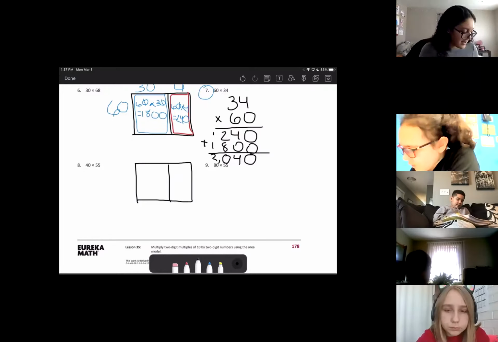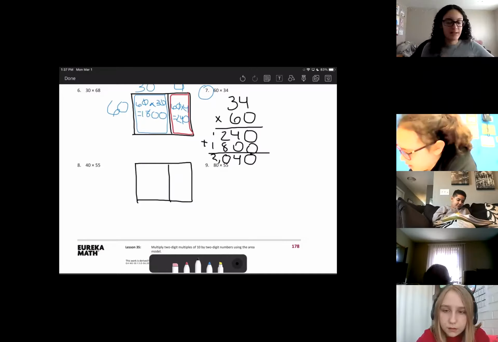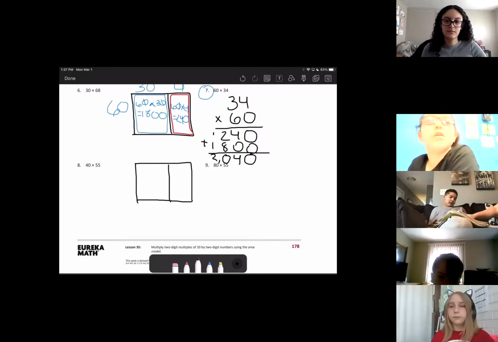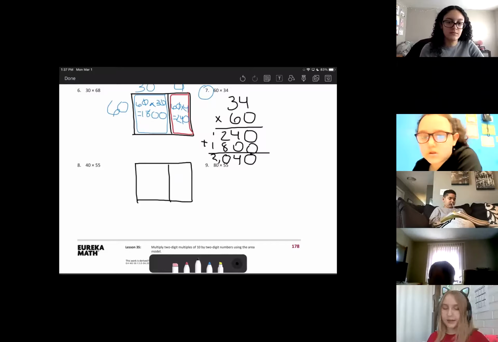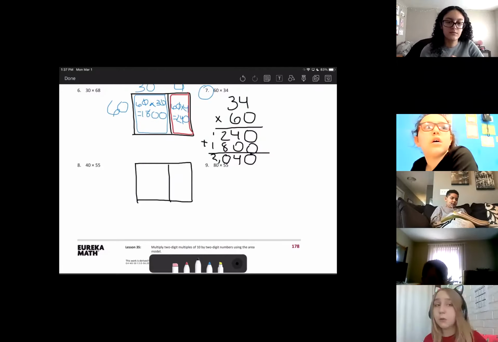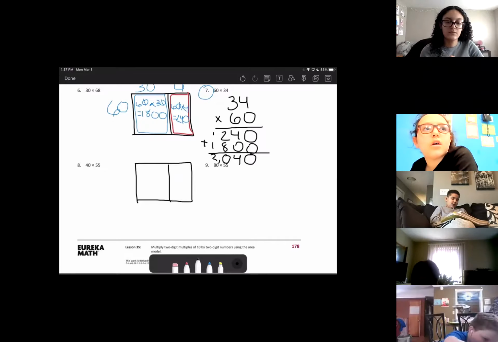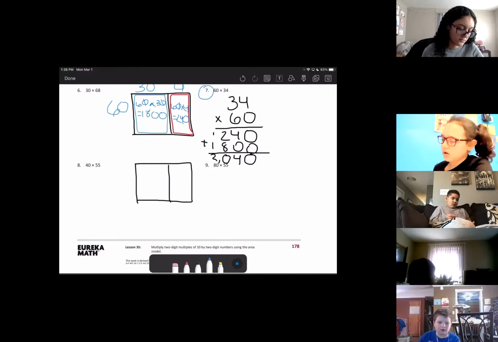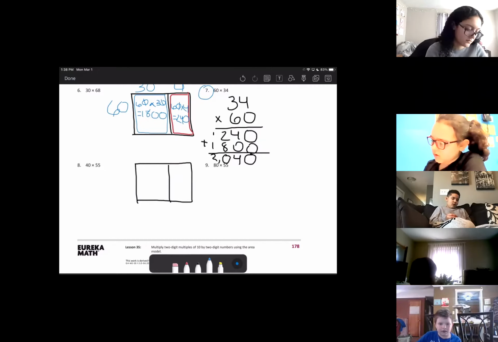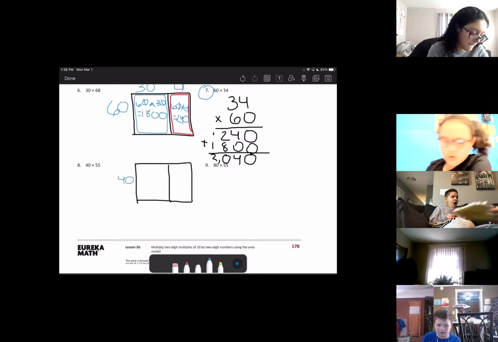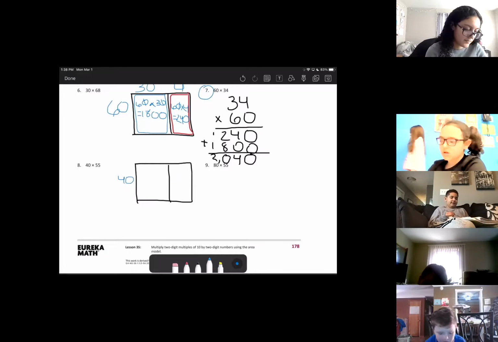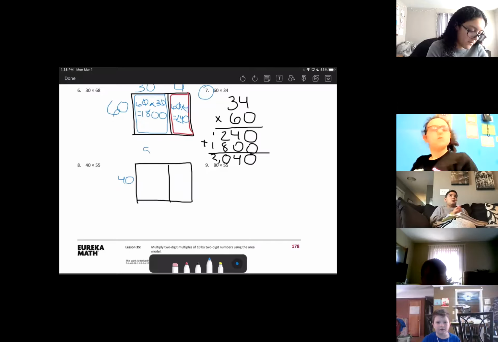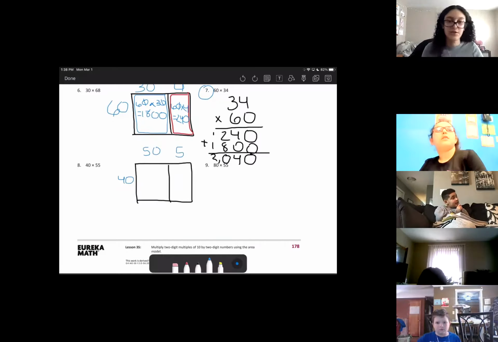All right, so Peyton, how am I gonna label the sides of my rectangle if I have 40 times 55? Okay. So you're gonna put 40 on the left, and then above the top left, you're gonna put 50, and on the top right, you're gonna put 5. Right, I'm gonna put 50 and 5. Nice job, Peyton.